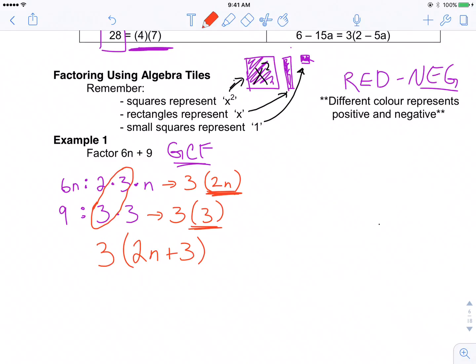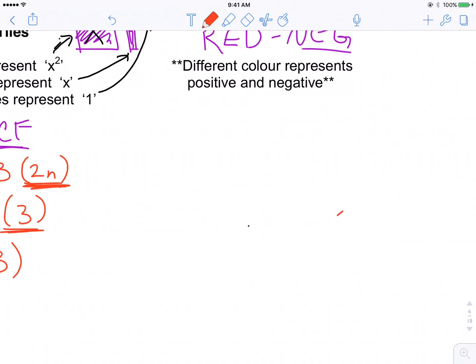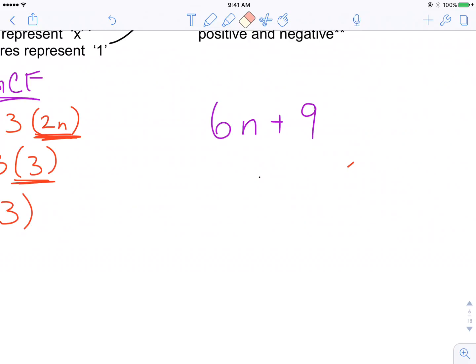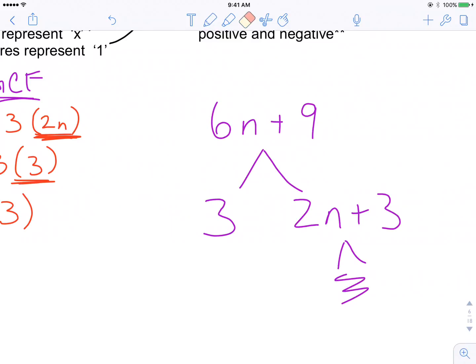Okay. I could also say 6n plus 9, and like I said before, you think in your head, what's the biggest number that I can divide into both of those? Or if I use my factor tree, I can say if I factor out a 3, I'm going to be left with 2n plus 3. There's nothing else that I can factor out of those at all, so I can't go any further. So I'm just left with 3 times 2n plus 3.